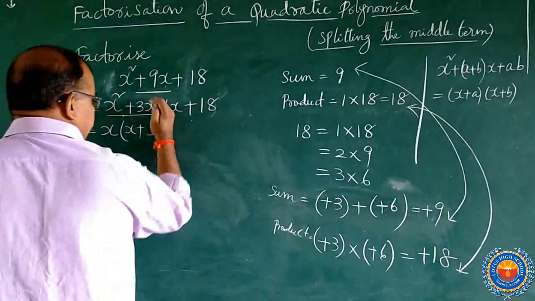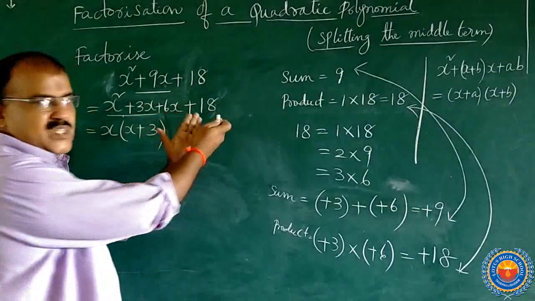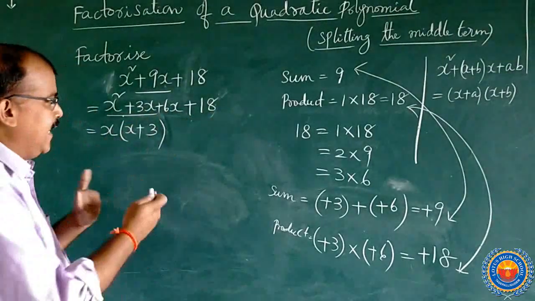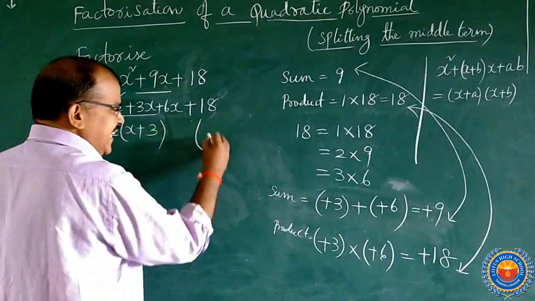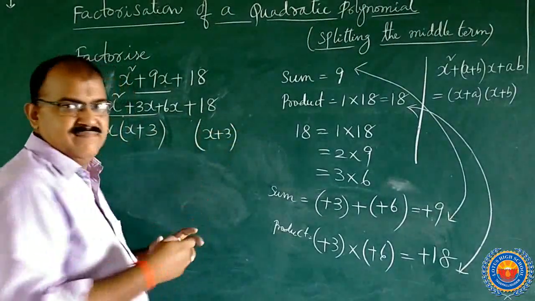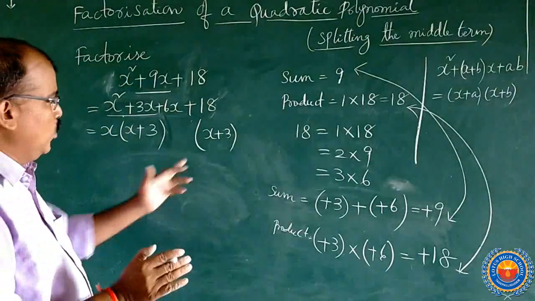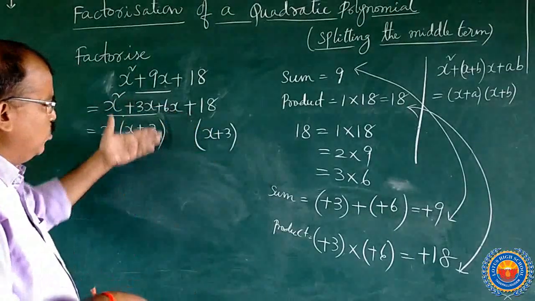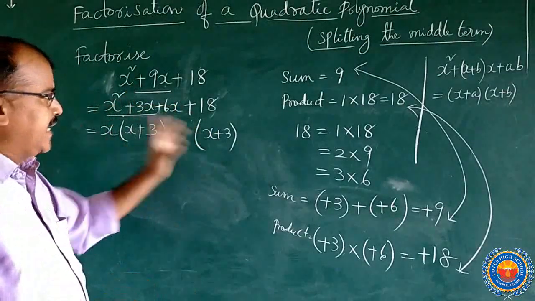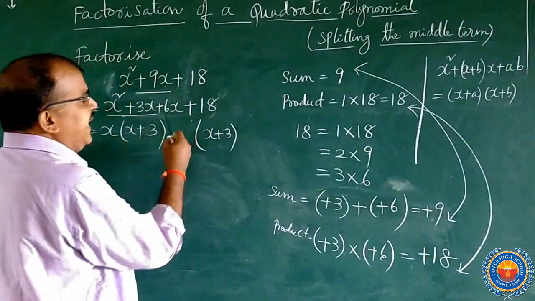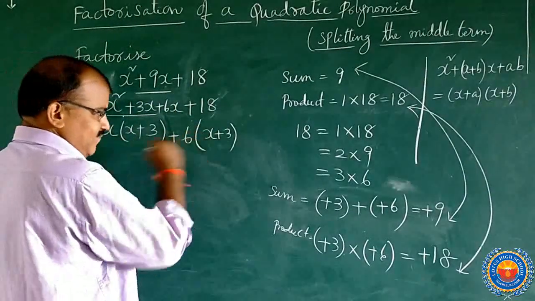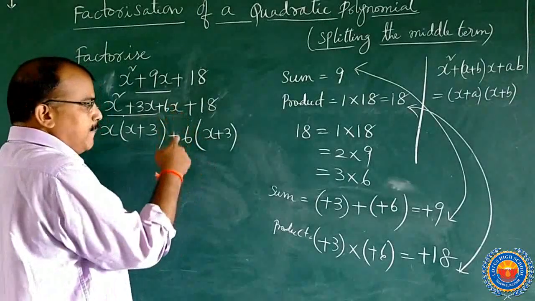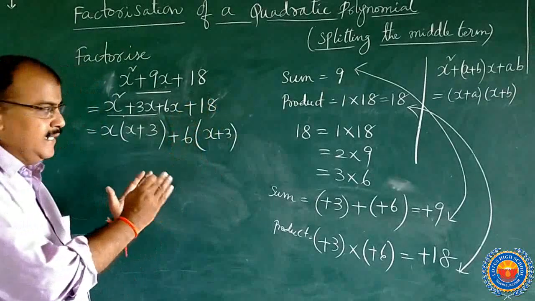Now here also we can take the same way: 6x plus 18 also we can do for factorization. For that, I am writing x plus 3 here, as I wrote before. Actually we have to do it separately, but I am writing x plus 3 beforehand. Here I can take 6 as common, so plus 6 into x plus 3, that is 6x plus 6 into plus 3, which is plus 18.